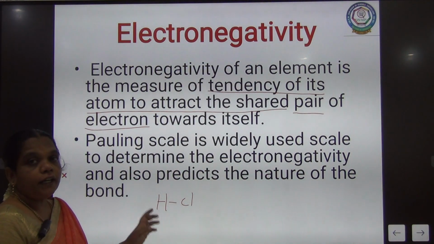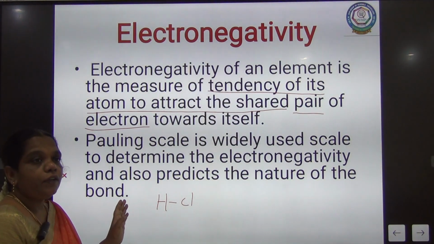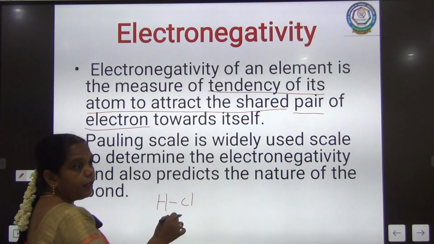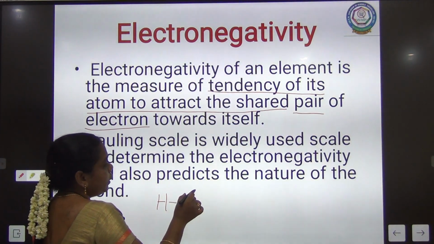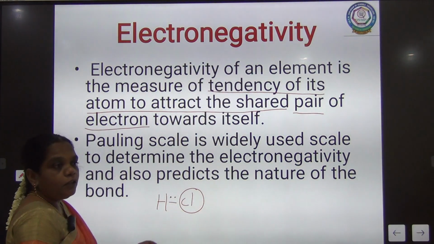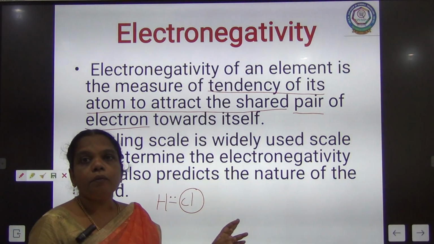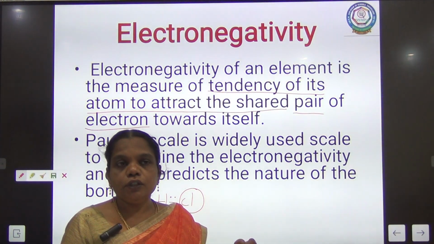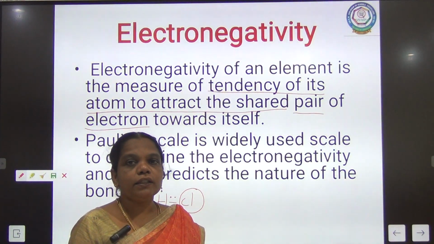While comparing electronegativity, we already learned that the electron affinity is higher in the halogens, so chlorine attracts the electron. Here the bond is formed by covalent bonding, mutual sharing: hydrogen and chlorine each give one electron to form the bond.